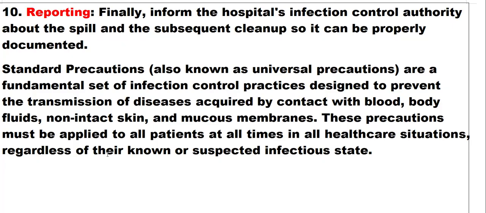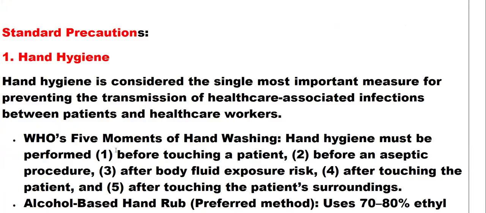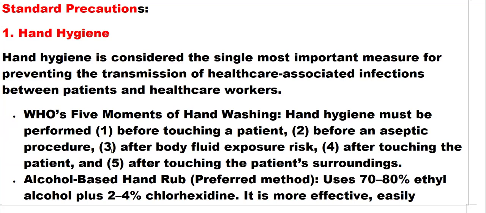Standard precautions, also known as universal precautions, are a fundamental set of infection control practices designed to prevent the transmission of diseases acquired by contact with blood, body fluid, non-intact skin, and mucous membranes. These precautions must be applied to all patients at all times in all healthcare situations, regardless of their known or suspected infectious state.